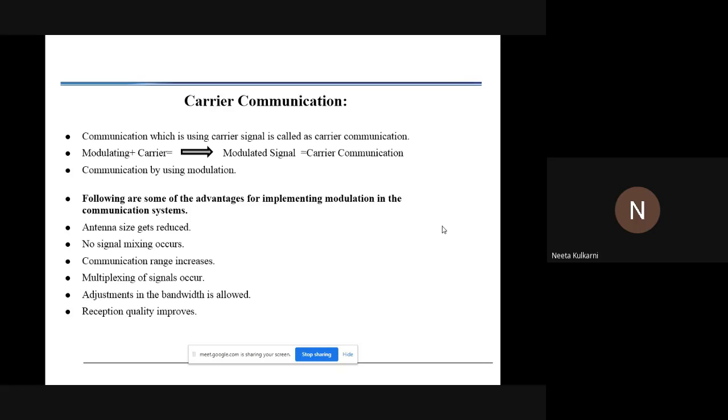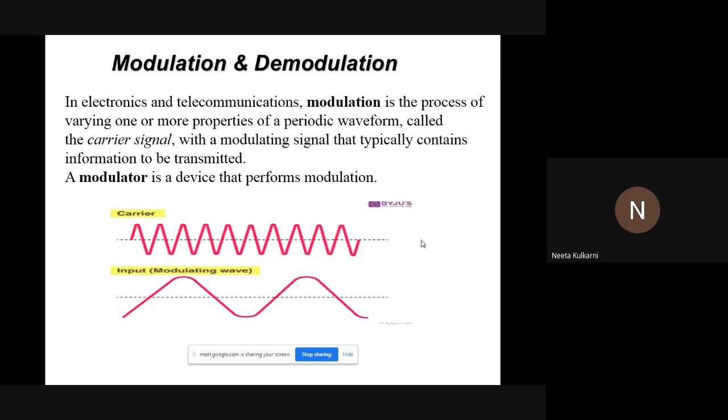Now in modulation, which communication are we using? In all the upcoming modulation processes, which communication method are we using? Carrier or baseband? Carrier communication. AM, FM, PM are all types of carrier communication.